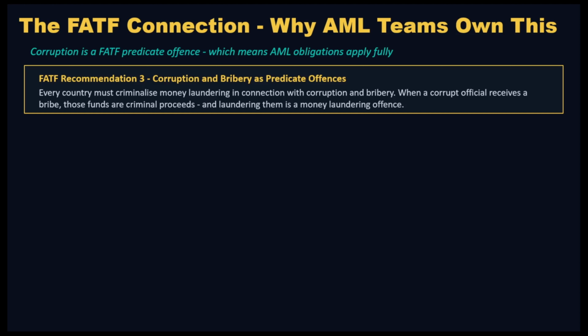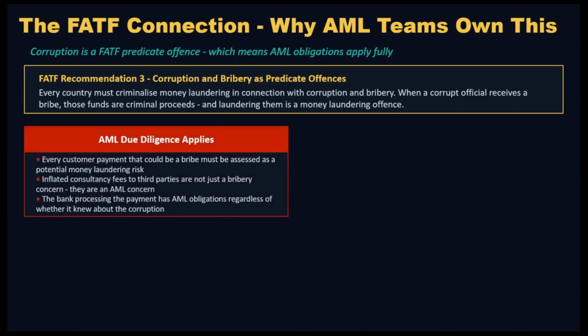This means that the moment a corrupt official receives a bribe and moves those funds through the financial system, it is not just a bribery case, it is simultaneously a money laundering case as well. And that is where AML teams come in. Let me take you through the four implications on this slide. You remember the example that I gave you for the PEP, it is also one of the things that we're going to discuss here.